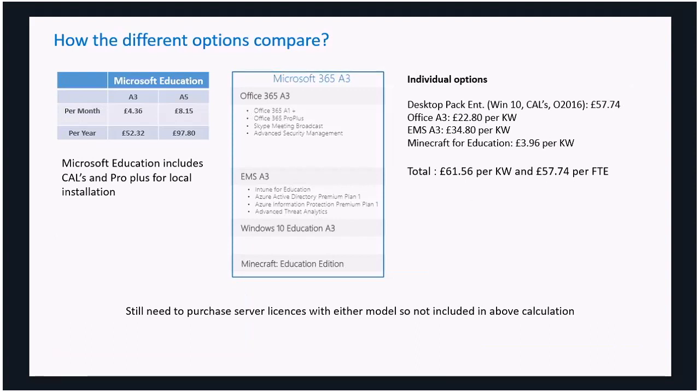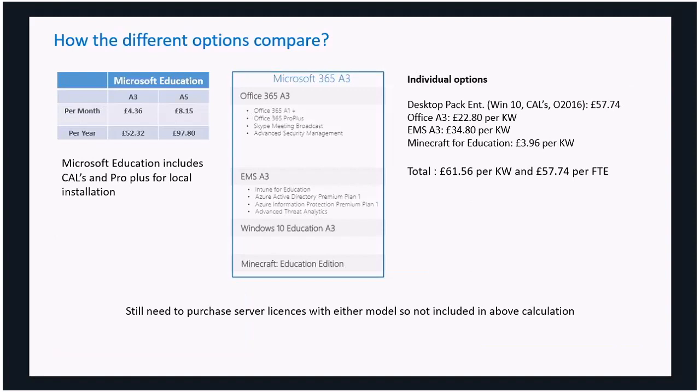And then if you wanted Office A3, it'd be an additional £22, EMS £34, Minecraft for Education is £3.96. And so where you'd end up is, if you were to take all of these options, just looking at the bits that are involved with Microsoft 365 A3, so discounting the desktop pack, it's more to buy each area individually than the bundle, which of course you'd expect.